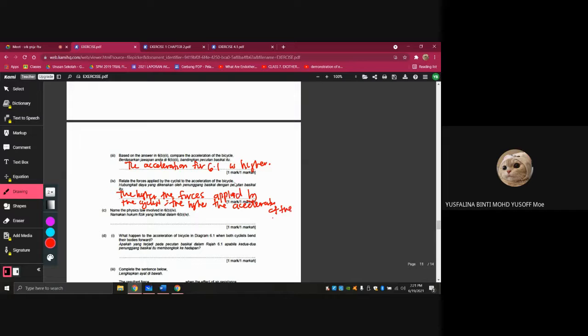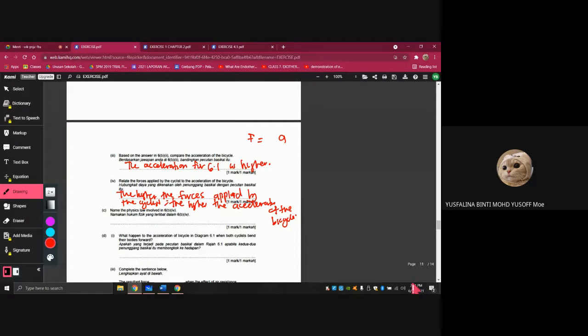Okay, for C, what is the physics law involved in this one? So they have a force, they have the acceleration. So what is the physics law involved here? Any idea? F and a. We already learned in chapter 2. Newton's second law. Yes, correct.